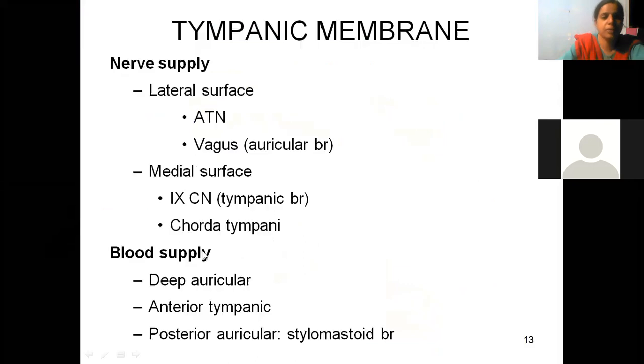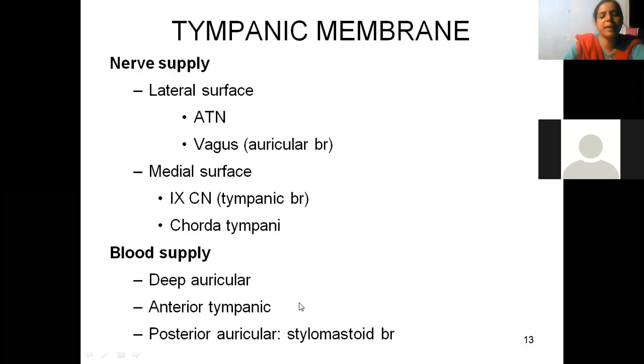For nerve supply, simple nerves you can remember. It is supplied by the vagus nerve and the chorda tympani nerve. For blood supply, the tympanic artery, you write because it is the tympanic membrane. Simple names I am giving you. Nerve supply: vagus nerve, chorda tympani.